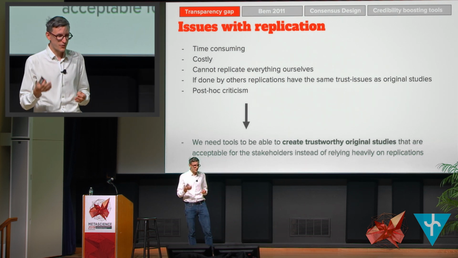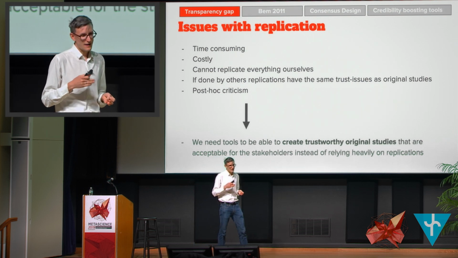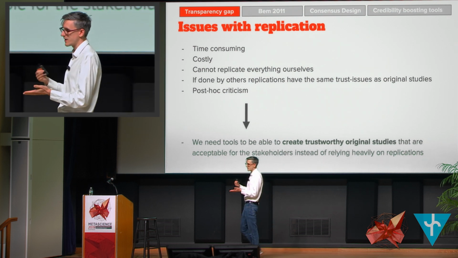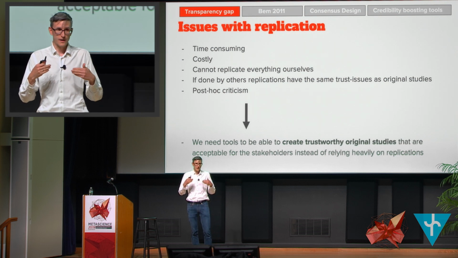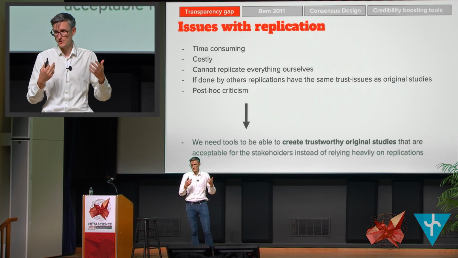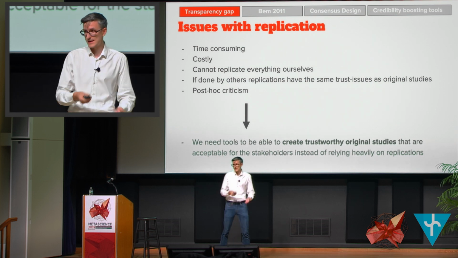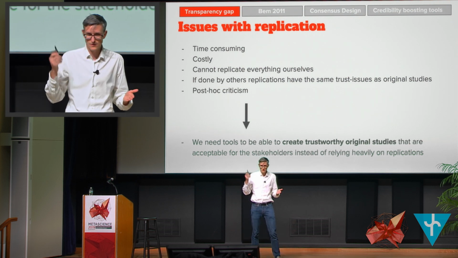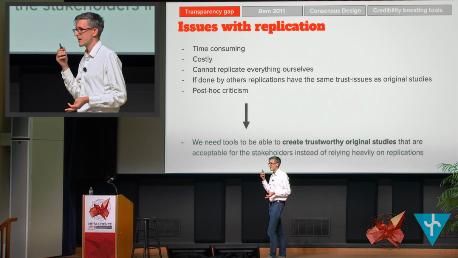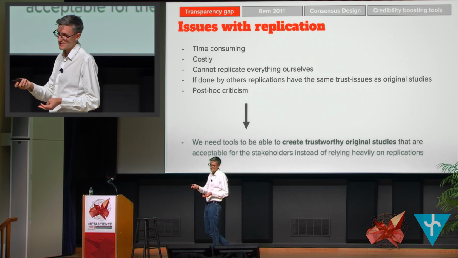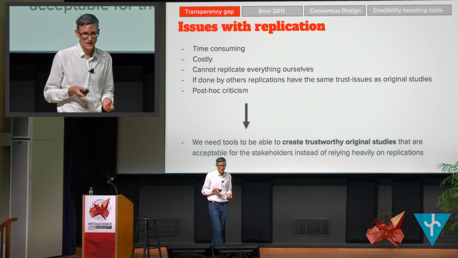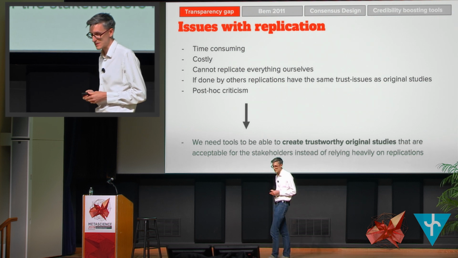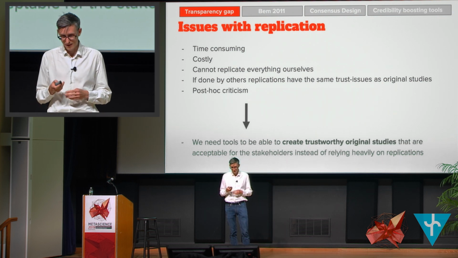So waiting for the replications is time-consuming. Replications are costly, and we cannot replicate each and every study that we rely on ourselves. So we have to rely on others to do the replications for us. And then we get into the exact same problem of whether we should trust the replication more than the original study. We get into the exact same issue that we are not able to provide verifiable evidence for the trustworthiness of our studies. And of course, there's the big bane of replications and original studies as well, the post-hoc criticisms. I will talk about that later as well.